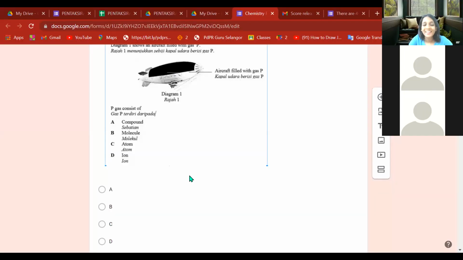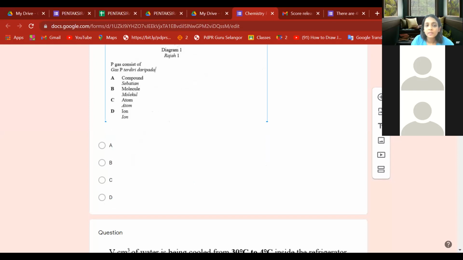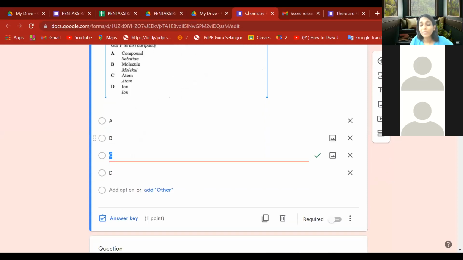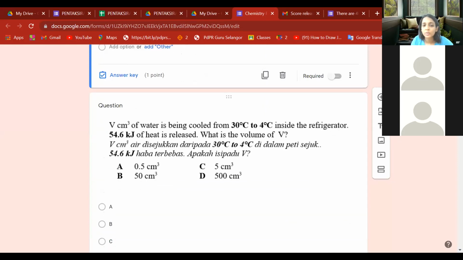Gotcha. So helium is an atom. So number 1, my answer is C. Number 1 answer is C. Karti, did you get that? Yes, teacher. Thank you, teacher. Now teacher go faster a bit because got a lot of calculation questions.